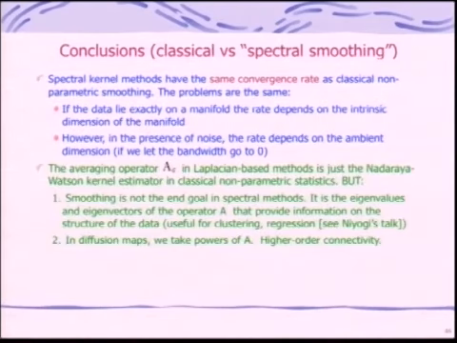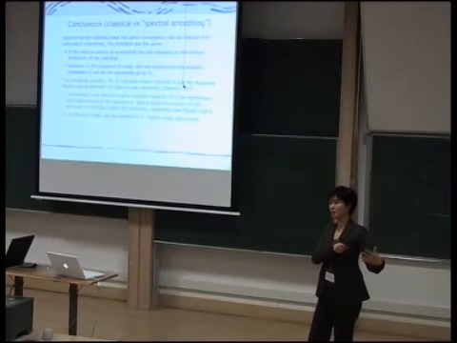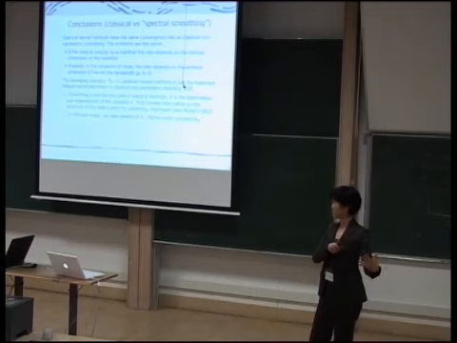And as I showed you, this is because when we rewrote the terms, what matters in the variance term is the averaging operator with a finite bandwidth epsilon, and that's essentially the same in Laplacian-based methods and in classical non-parametric statistics. It's the operator that's connected to the Nadaraya-Watson kernel estimator. So then you may wonder, what's the difference? What's the advantage of using spectral methods? Well, the short answer is two.